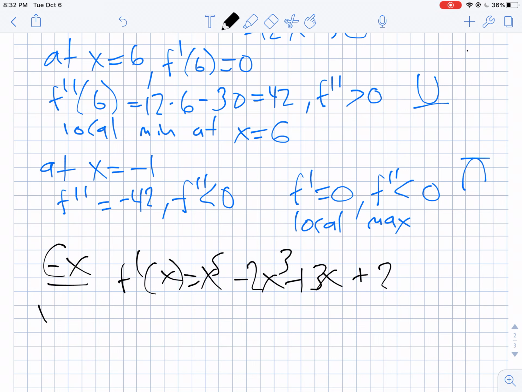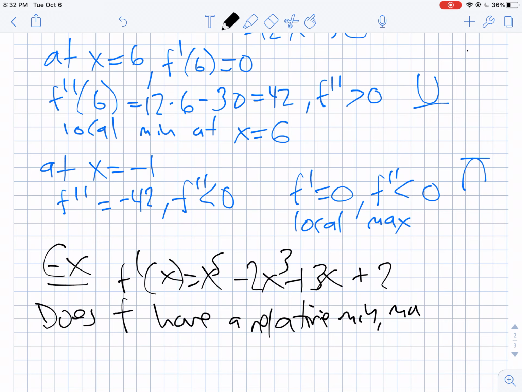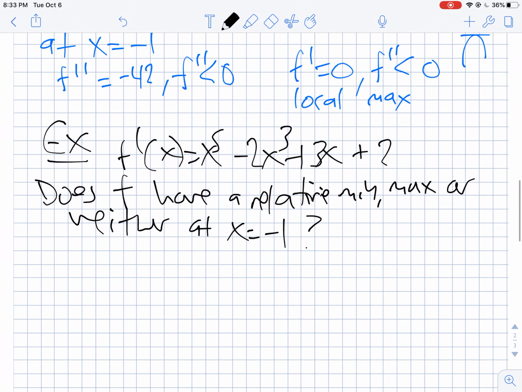And I ask you, does f have a relative min, max, or neither at x equals negative 1? Okay, so the two things that you want to find in this problem is you want to find f prime of negative 1 and see if it's 0. If it's not 0, you know you don't have a min or max. And then we're going to find f double prime of negative 1.